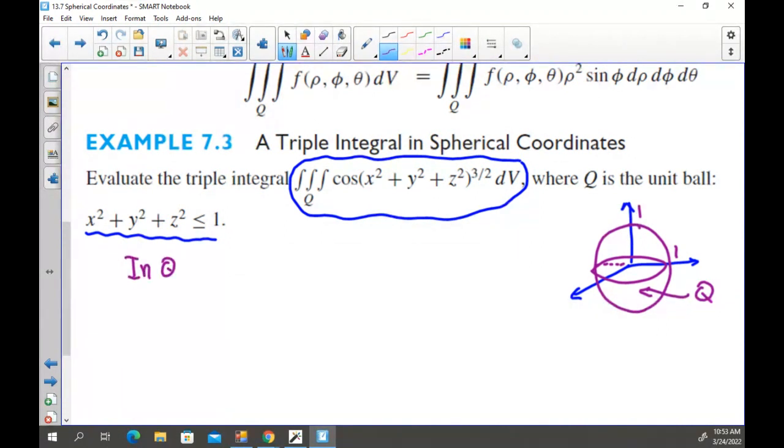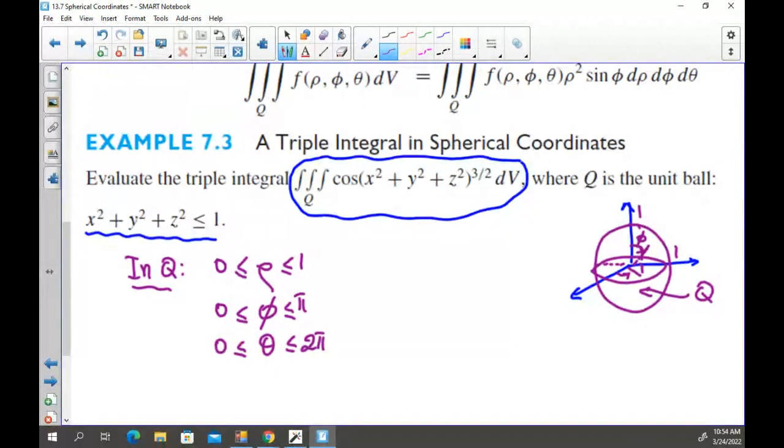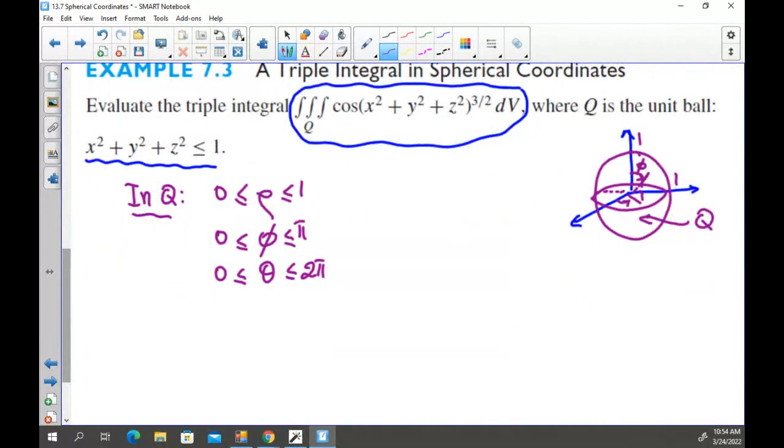So first thing then, we will determine the boundaries. So in Q, rho will go from where to where? 0 to 1. Good, thank you. Phi, the angle phi, from 0 to pi. Yes, absolutely. Because remember, phi is this angle. And to cover the full sphere, you have to go from 0 to pi. And finally, theta, the angle theta, and you need to cover the full sphere, so theta will go from 0 to 2 pi. And we go now and substitute into the integral.